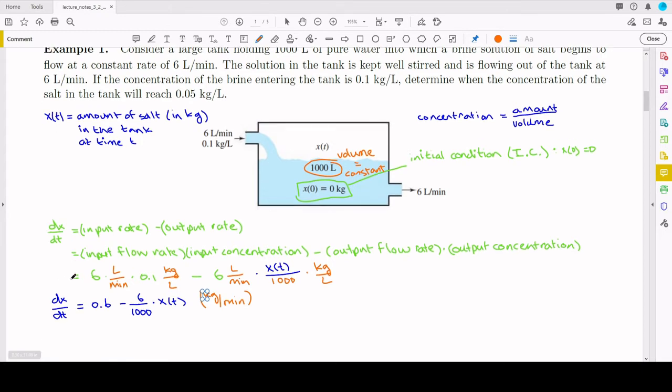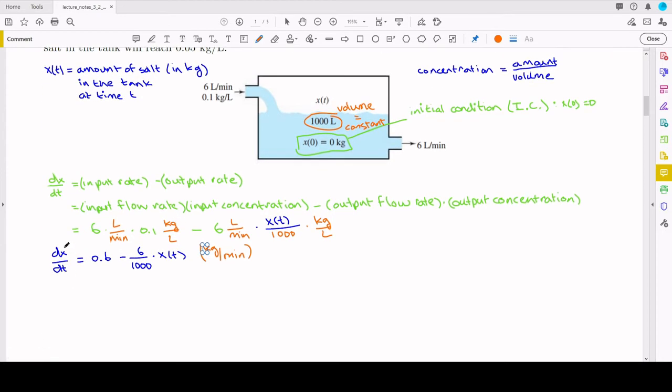Okay, now this equation that we have right here is something that we can solve with the methods we discussed in chapter 2. So take a moment and try to figure out what type of equation this is. Is this a separable equation? Is this a linear equation? Or is it neither? Well, it actually turns out that this equation is both linear and separable.